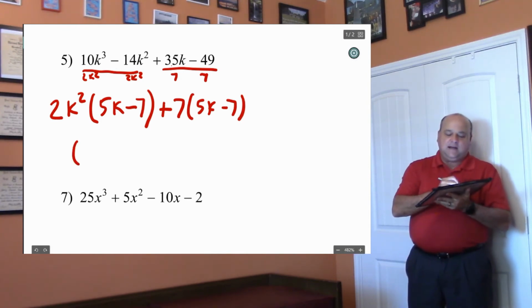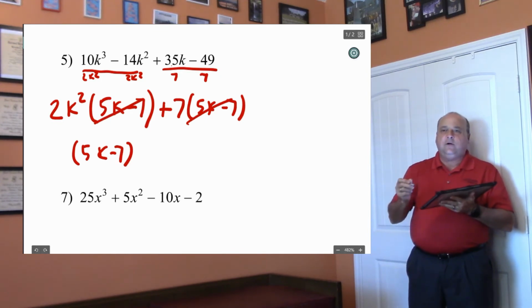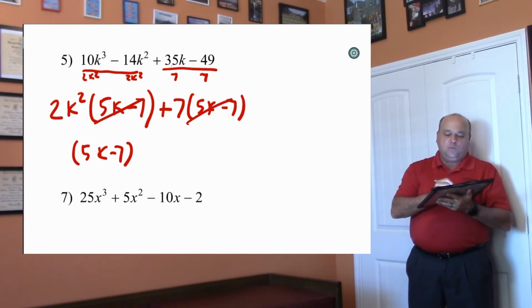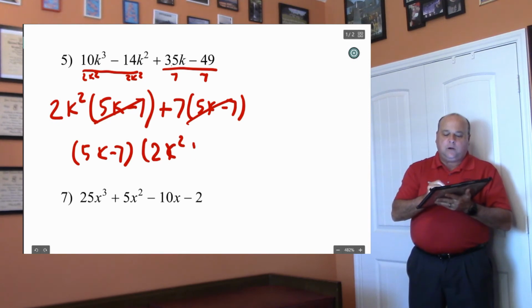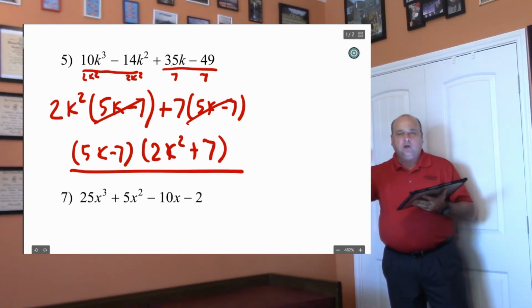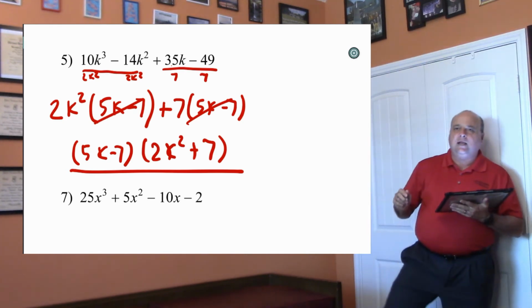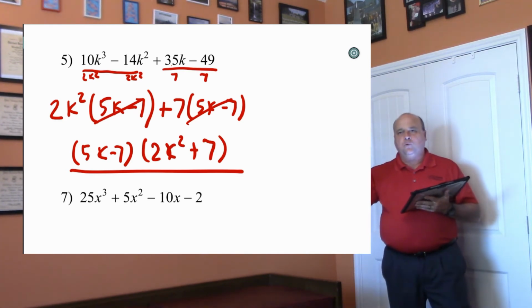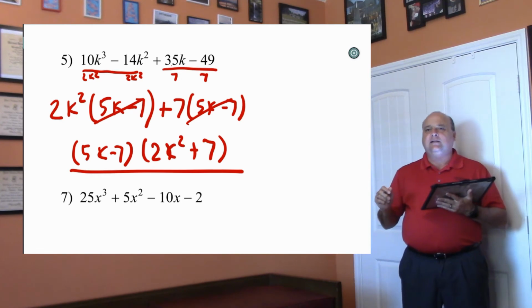The 5k minus 7 gets written down. Basically, you divide it out, you factor it out, and then what's left? 2k squared plus 7. This right here is the answer. If you were to multiply those two, you would go up to the answer, okay? Pretty simple stuff. This is not rocket science.